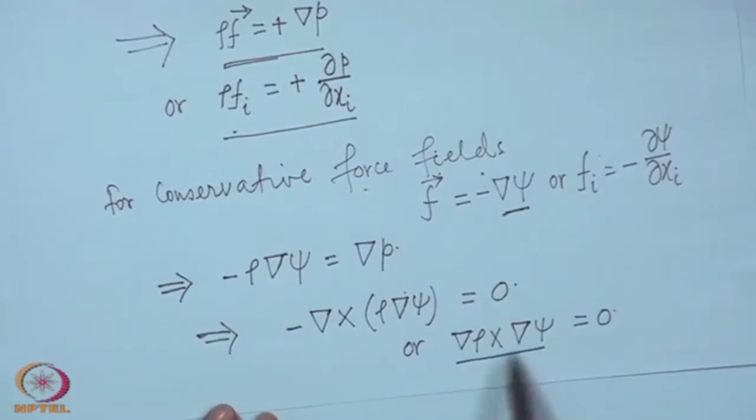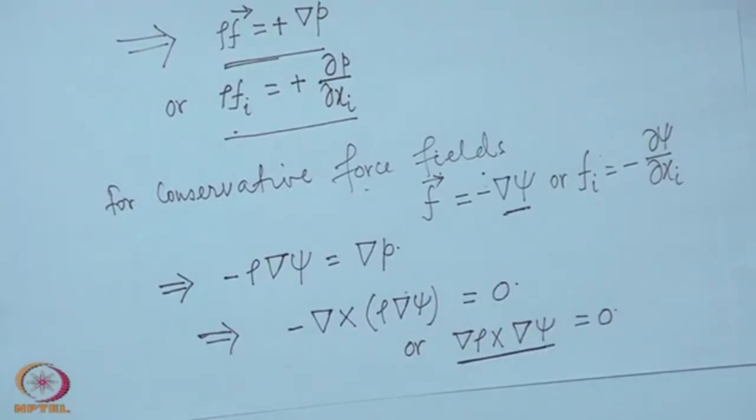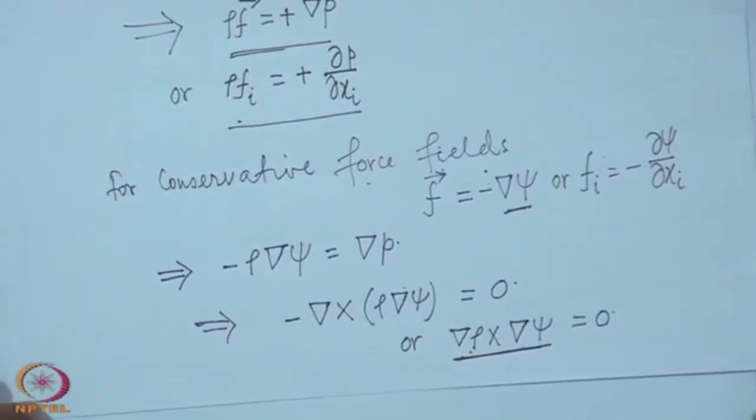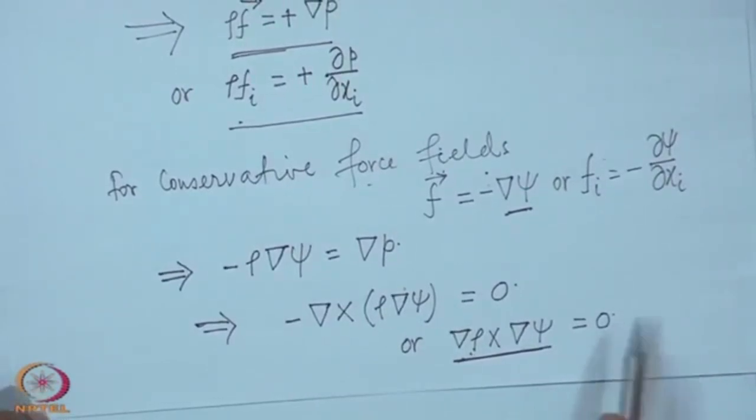Looking at the last equation, the curl, gradient of rho cross gradient of psi equal to 0, what does it mean? The result of the gradient operator is always a vector. So, gradient of rho is a vector, gradient of psi is a vector. So, the cross product of these two vectors is 0. What is that? That means this says that the level surface of density and the level surface of this potential energy will coincide. The last relation has the meaning that the level surface of density and the level surface of this gravitational or potential energy will coincide.